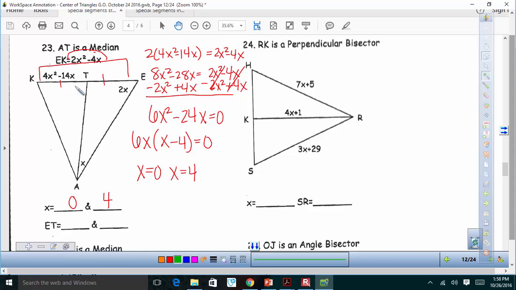And then to find ET, we would plug back into what? Because ET's right here and we don't actually have a length. 4x squared minus 14x. Very good. So if we plug in 0, it's just going to give me 0. If I plug in 4, it's going to give me 4 times 4 squared minus 14 times 4. 4 squared is 16. 16 times 4 is 64. And 14 times 4 is 56. So when you subtract those, you get 8.